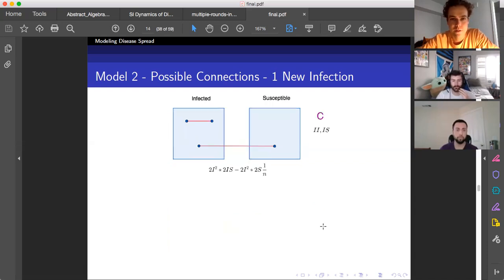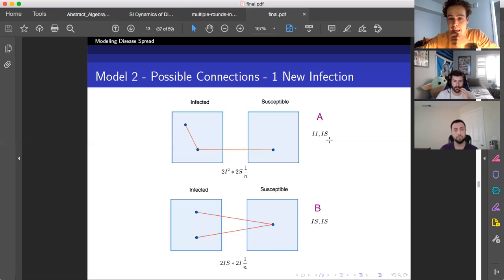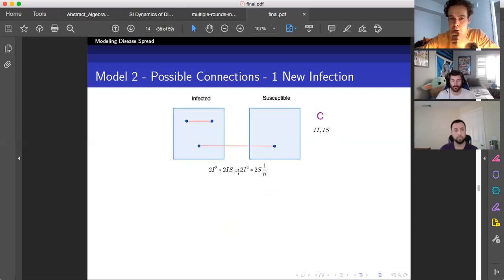So as I move into more possible connections for getting one new infection, you see here we have IIIS, which is the same as A, the same edge combinations as A. So that's why you see this subtraction here. We're actually subtracting the probability of A from this one, so we don't double count, because it's the same edge combinations, but it's a different scenario. There's no overlap in nodes.